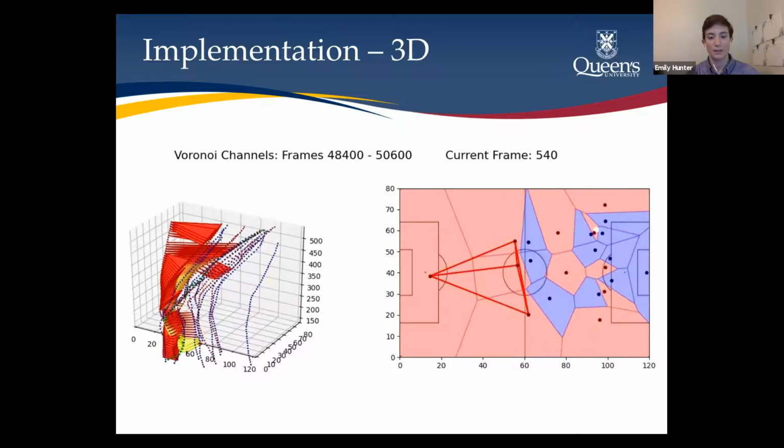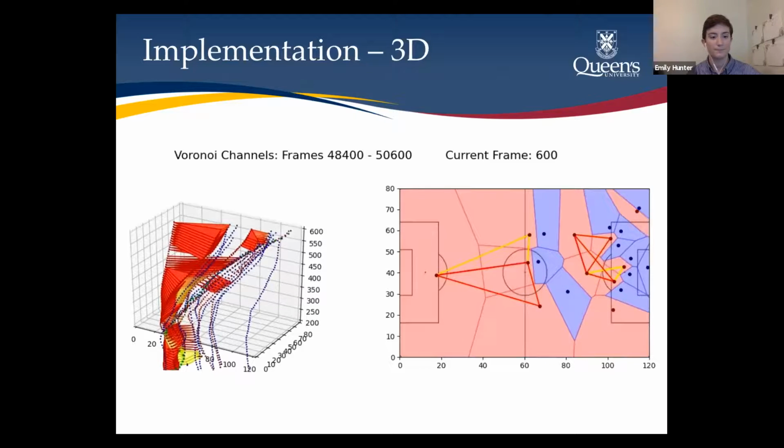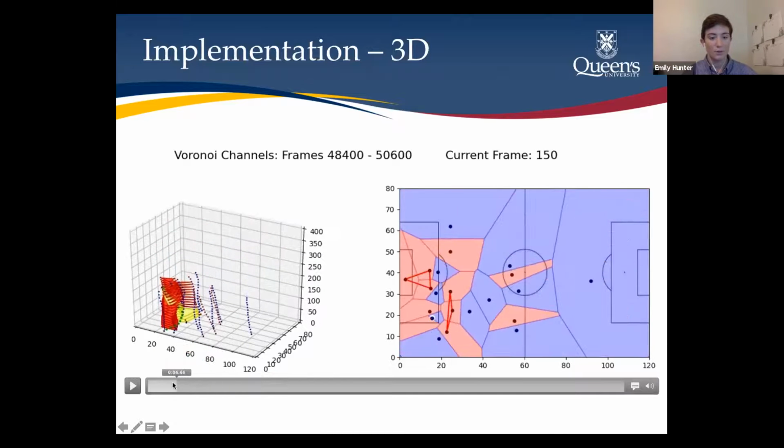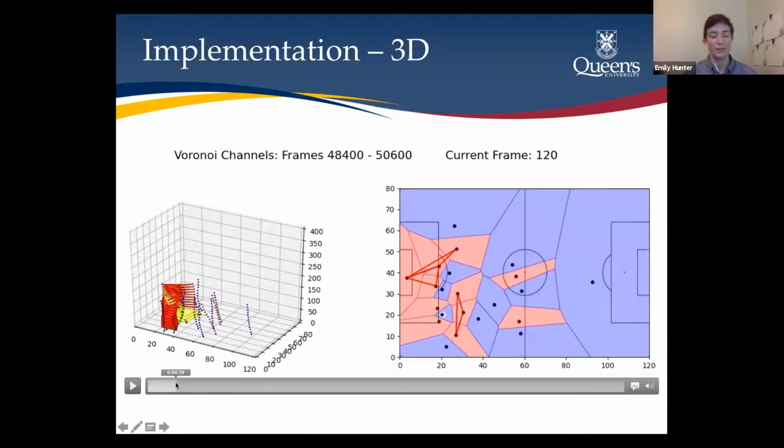And they're about to be offside and the play stops. Okay. So here, we're also interested in what happens when a team is defending. Like, how can you use these channels to defend?